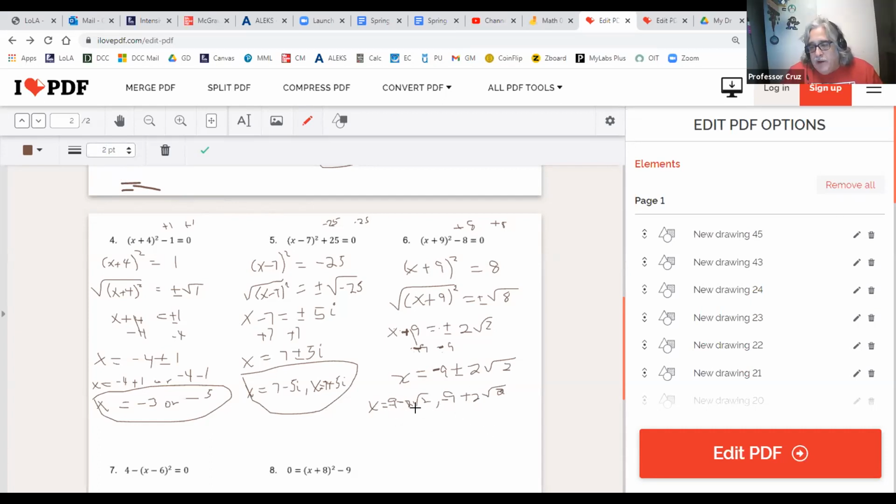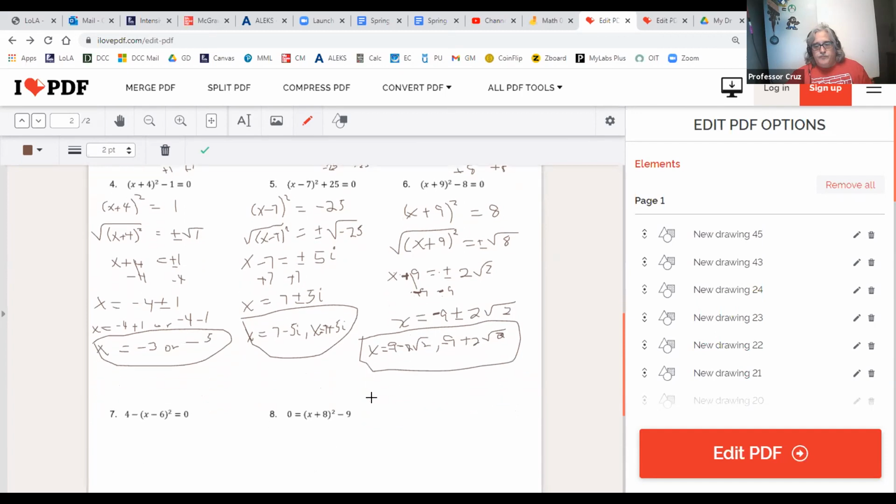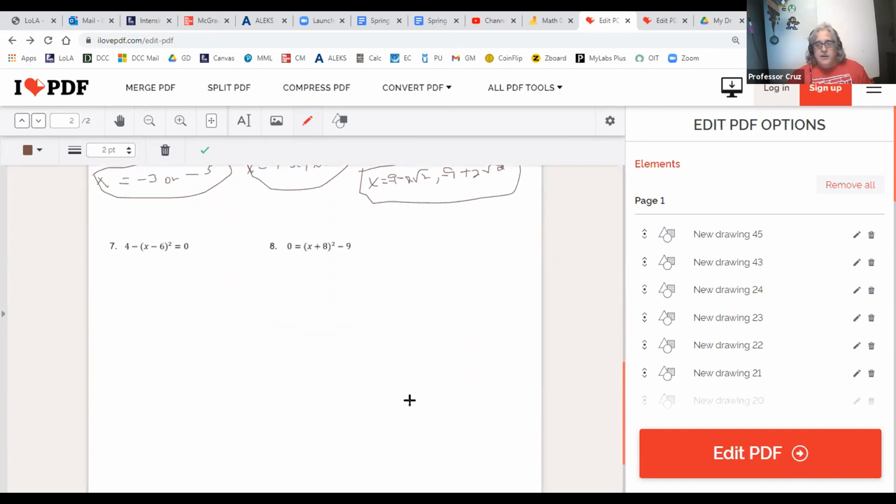So negative 9 minus 2 square root of 2 and negative 9 plus 2 square root of 2. All right, on the last two, I'm going to have to give you probably a little hint to make this go a little bit smoother. What I'm going to do is do this one first.